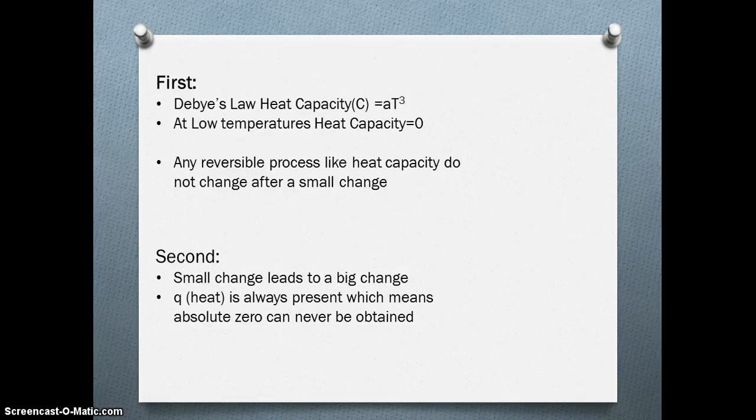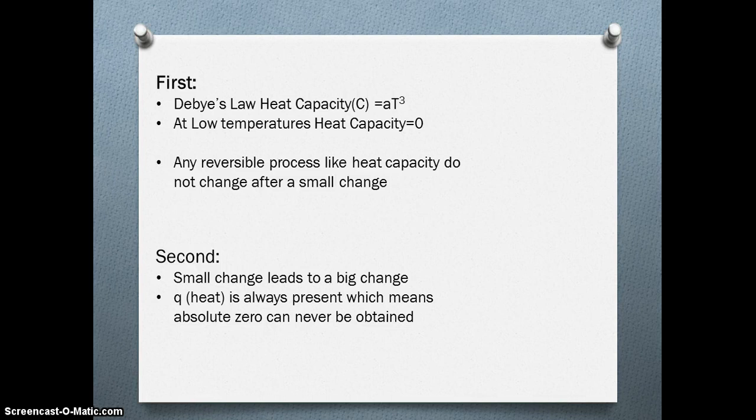So first we need to look at Debye's law of heat capacity. And what we see within that law is A is just a constant. But as T gets to zero, heat capacity is also zero. And that's a key concept we need to realize. That when we get to the temperature of zero, heat capacity equals zero. And this is a reversible process.